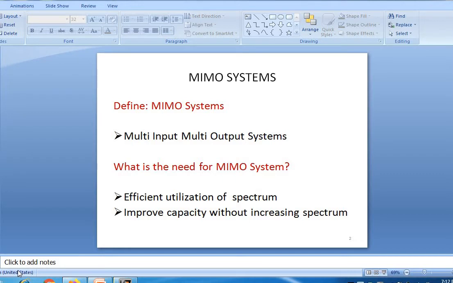The second advantage is capacity can be improved. What does capacity mean? Capacity means number of users. The number of users is increasing day by day. So with the available spectrum, we have to meet the demands of these users. Without increasing the spectrum, I have to satisfy the increasing users. This can be achieved when I use a MIMO system because multiple channels can be transmitted. So multiple users can be satisfied. By this, I am improving the capacity without affecting the spectrum.